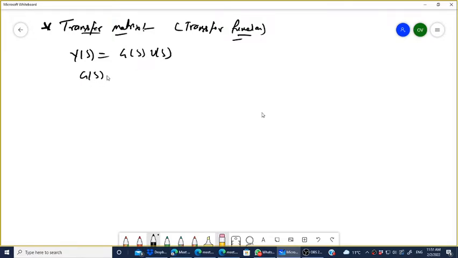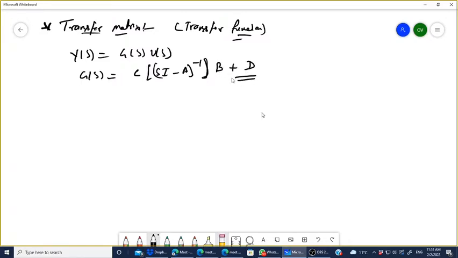that G(s) is given in terms of, anyone can tell me, C into (sI minus A) inverse into B plus D. If the D is there, the D is right there. In most of the cases the D is absent, or if the D is there, then you have to find out the transfer function like this, right?